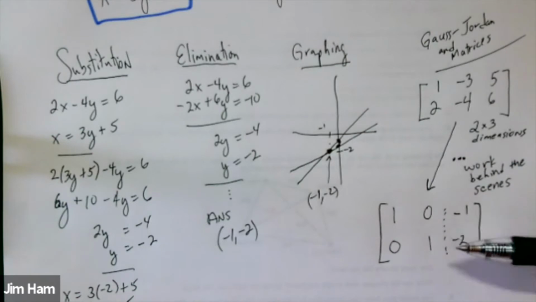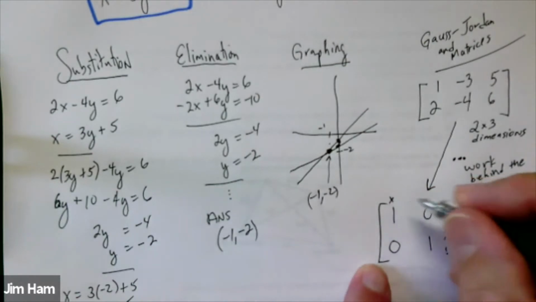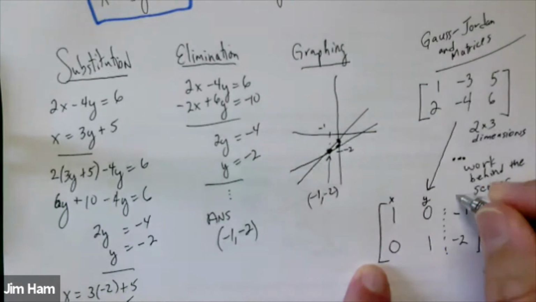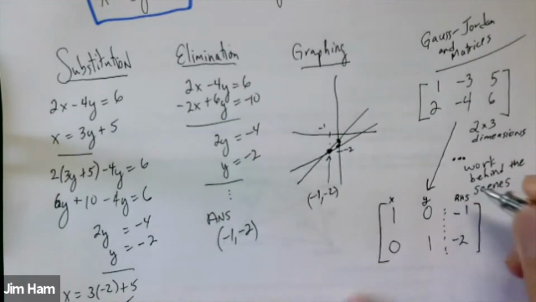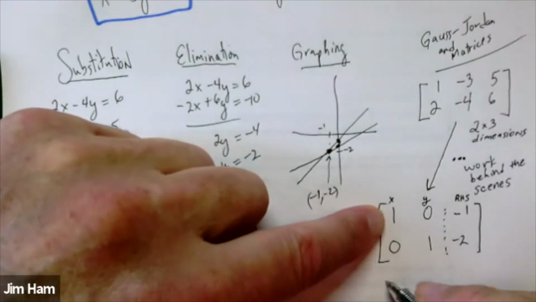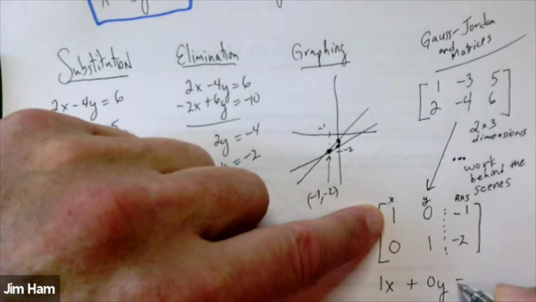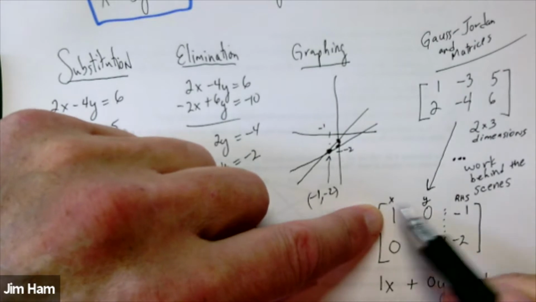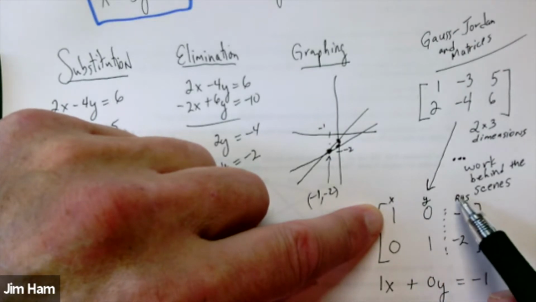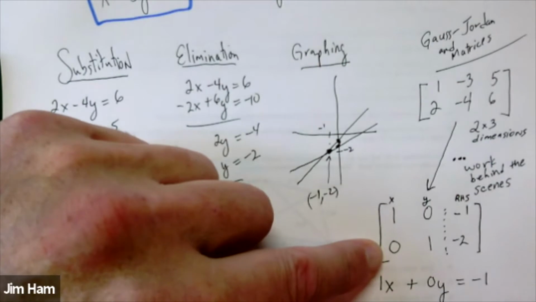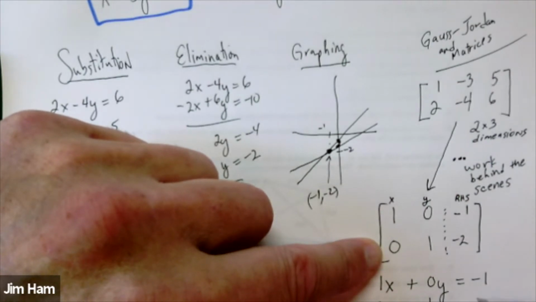then we can write down an equation for each row. The first coefficient is the x, the second coefficient is the y, and then on the other side of that vertical bar is the number that appears in the right-hand side. So if we wrote this first equation, it would be 1x plus 0y equals -1. If you write the second equation, then that would be 0x plus 1y equals -2.